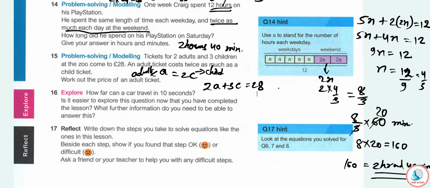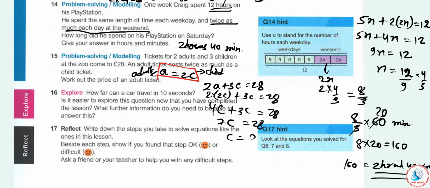Now you can solve this equation by putting the value of A. The value of A is 2C, so 2 times 2C plus 3C is equal to 28. So it will be 4C plus 3C is equal to 28. It's 7C is equal to 28. C is equal to 28 over 7, so C is equal to 4. So the price of a child ticket is €4.